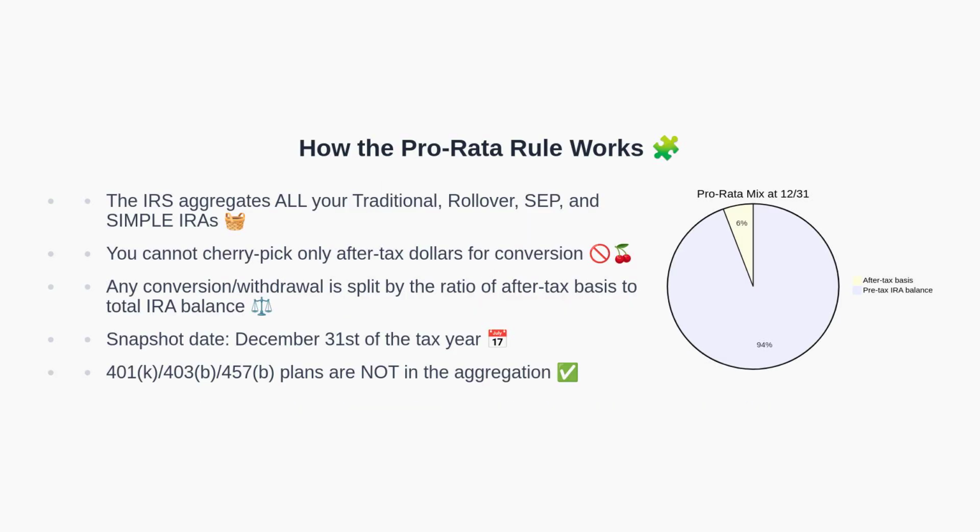Under the Pro-Rata Rule, the IRS looks across all of your traditional, rollover, SEP, and SIMPLE IRAs as if they are one combined account. You cannot choose to convert just the after-tax dollars. Instead, any amount you convert is divided into taxable and non-taxable portions based on the ratio of your after-tax basis to the total value of all aggregated IRAs on December 31st. Employer plans such as 401k, 403b, and 457b are excluded from this aggregation. The December 31st balance is critical because it determines the proration of your conversion for that tax year.